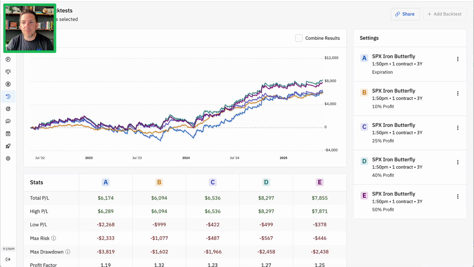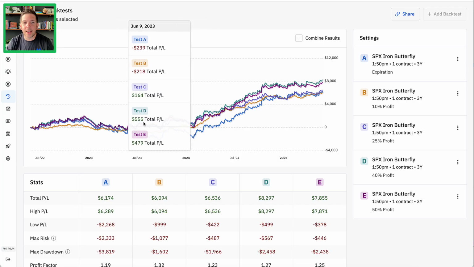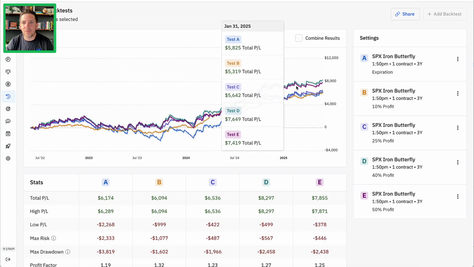So the next thing we did is we tested 50%. Of course, we're just going to keep going with this and see if we can improve this at any point. So if 25 is better, now let's look at 50. 40% is better. Now let's look at 50%. So 50% here, you can see it's very close to the teal line, which is the 40% strategy, number D, and it actually underperforms.